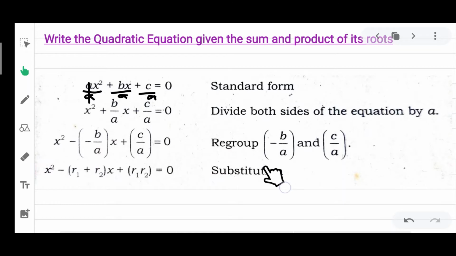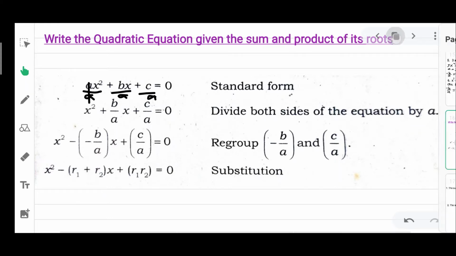So, therefore, for us to get the quadratic equation given the sum and product of its roots, ang gagawin lang natin is just to write x squared minus the sum of the roots times x plus the product of the roots, then equals 0. Yun na yung solution for that.